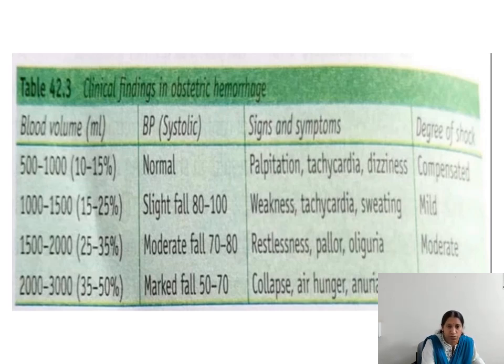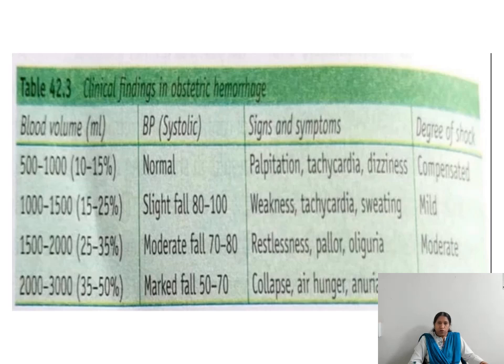But if the blood loss is more than about 1000 to 1500 ml, that is around 15 to 25%, a slight fall of systolic blood pressure occurs, that is 80 to 100 is recorded, and there will be weakness, tachycardia and sweating with mild degree of shock. In case of 25 to 35% of blood loss with 1500 to 2000 ml blood loss, there is moderate fall in blood pressure, 70 to 80 mm of mercury, and restlessness, pallor and oliguria, with degree of shock being moderate.